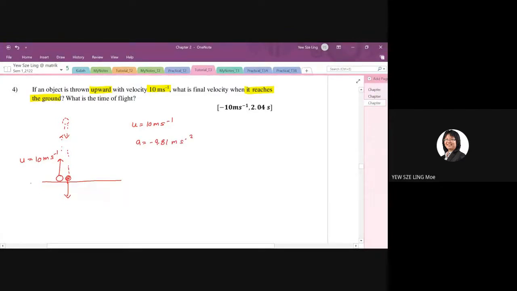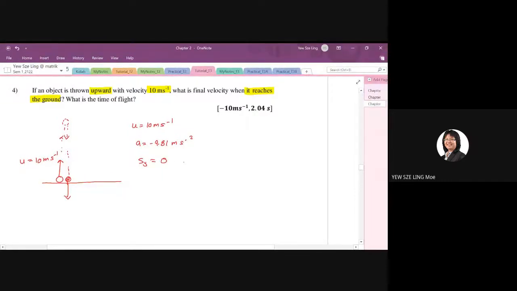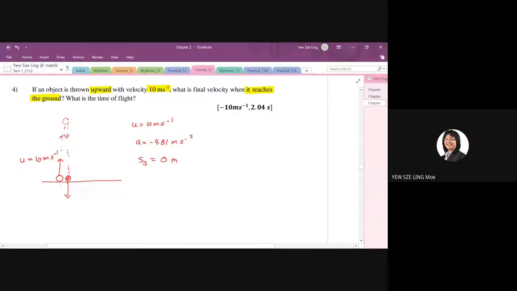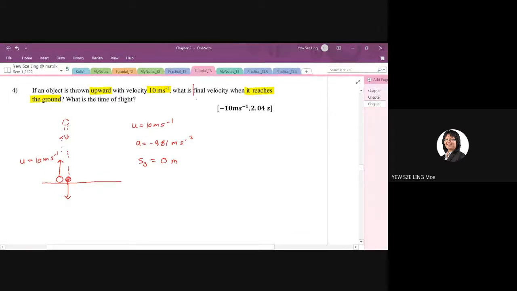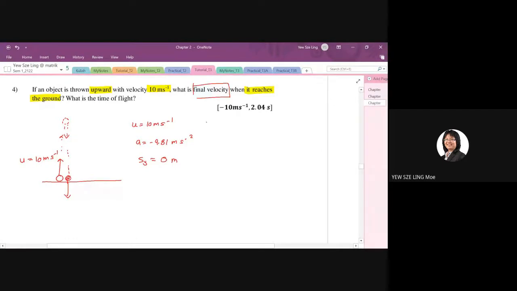Now, if you look at the diagram, from ground it reaches maximum height and then it goes back to ground. It reaches the ground again. So it means your vertical motion, your SY, is actually equal to 0 meter. Okay, your displacement is equal to 0 meter. And when SY is equal to 0, when it goes back to the same height, actually you don't even have to calculate final velocity. Okay, you can explain it. But if you don't know how to explain, of course, you can calculate.